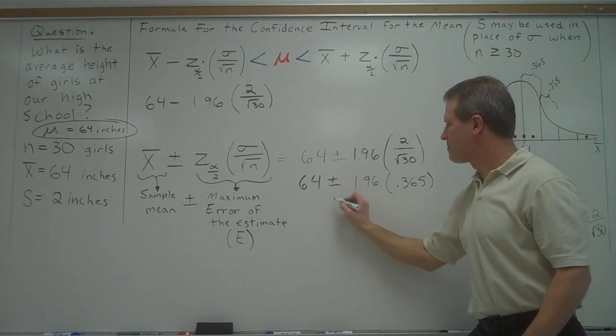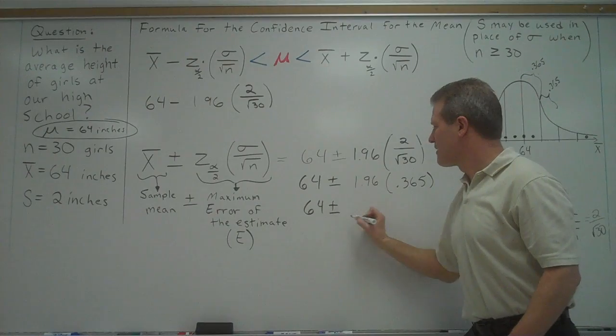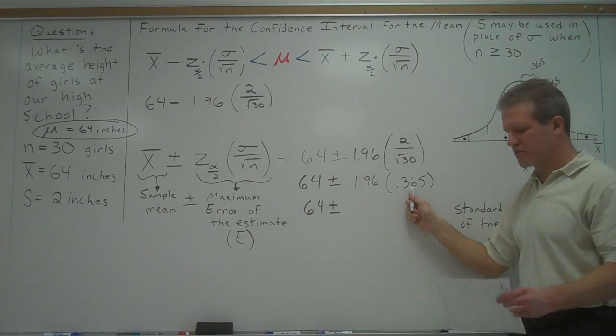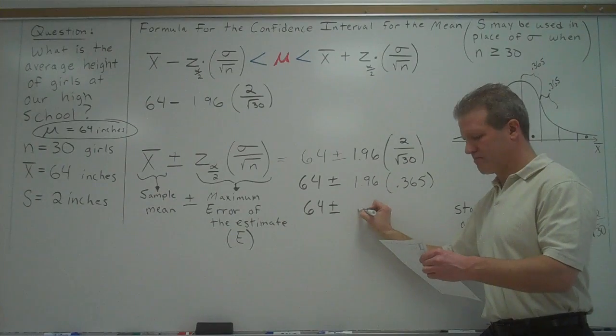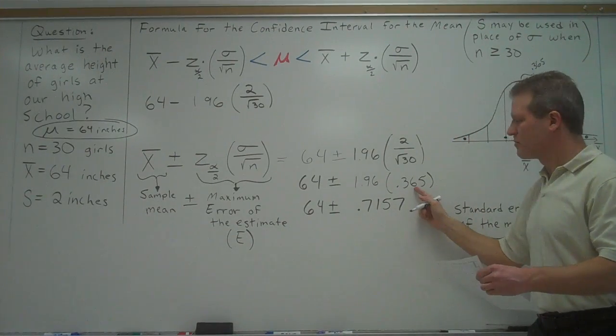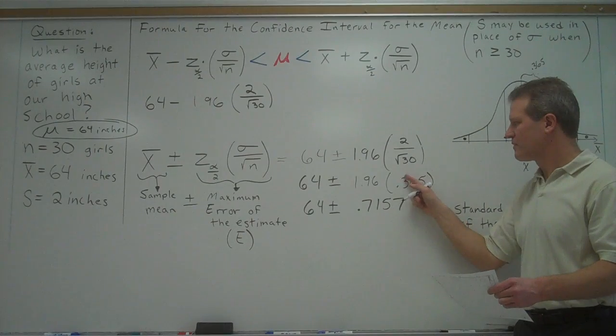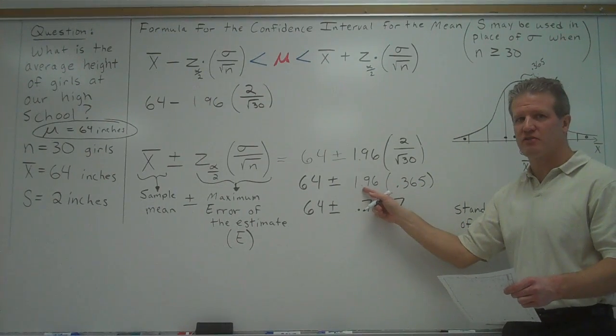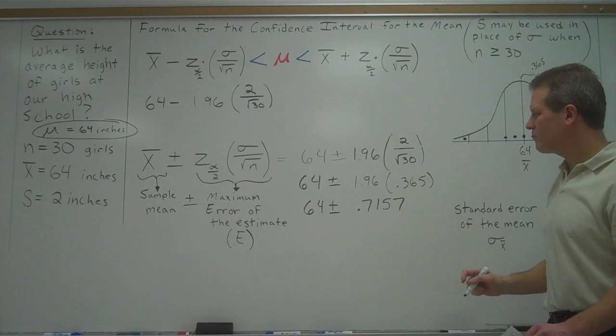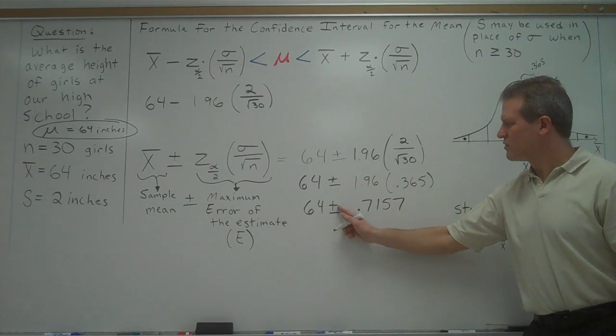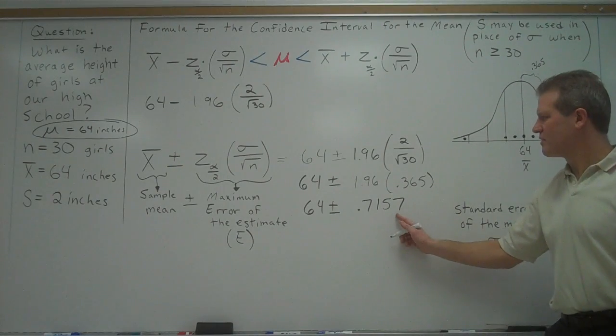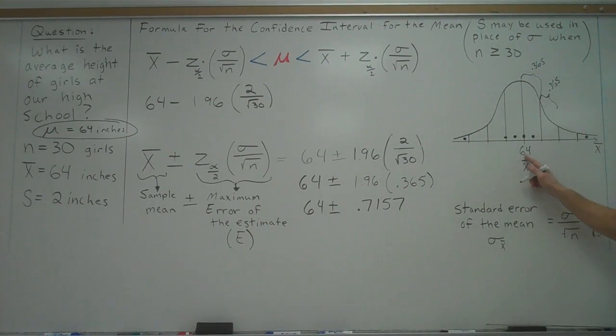So if I do that, I take 1.96 times the value of each increment, and that's 0.7157. When I say increment, I mean this is the standard error of the mean. This is my z-score, which tells you how many standard errors of the mean to go up and down. So what this is really saying is I want to add 0.7157 to 64. So I want to go to 64, add 0.7157, which is going to put me at 64.7157.